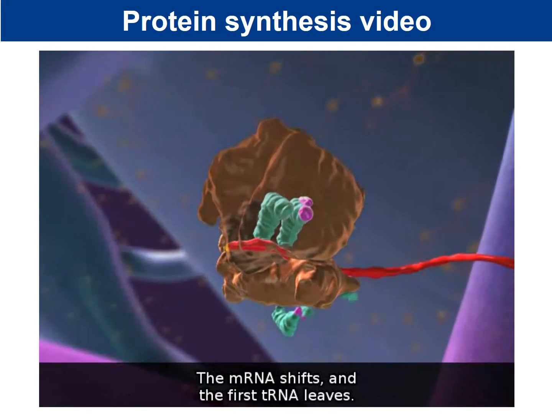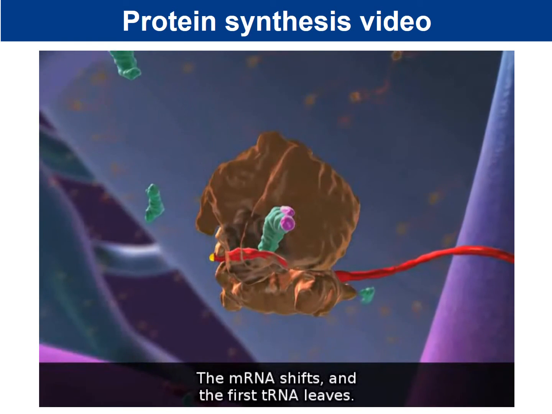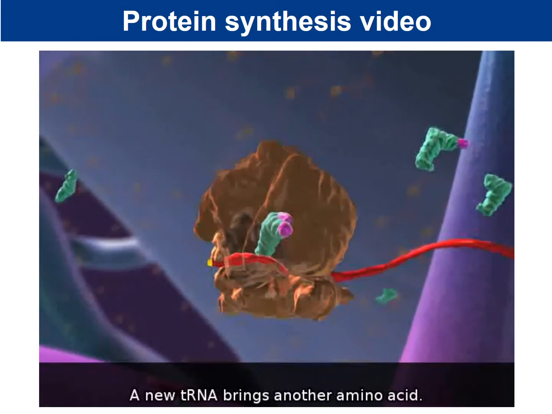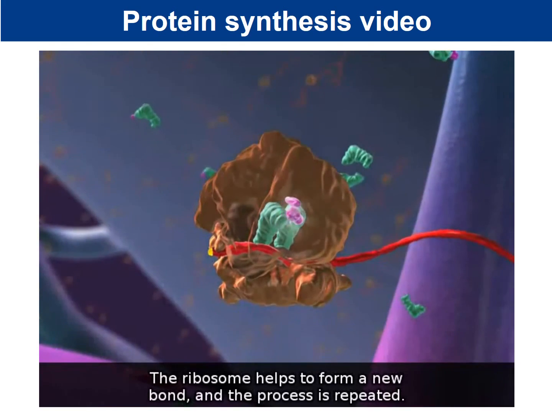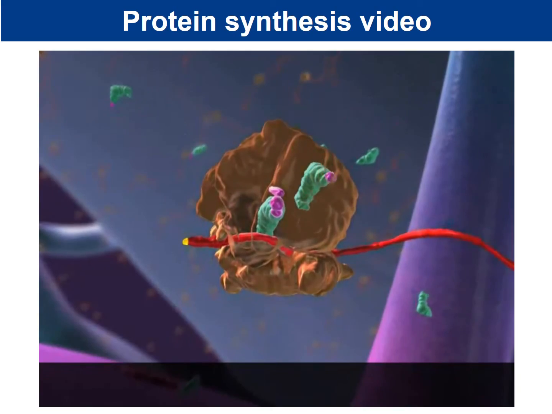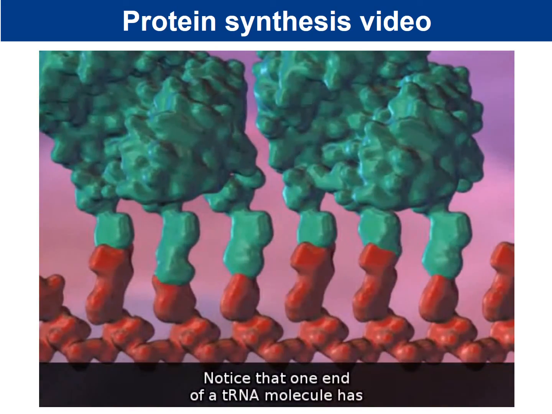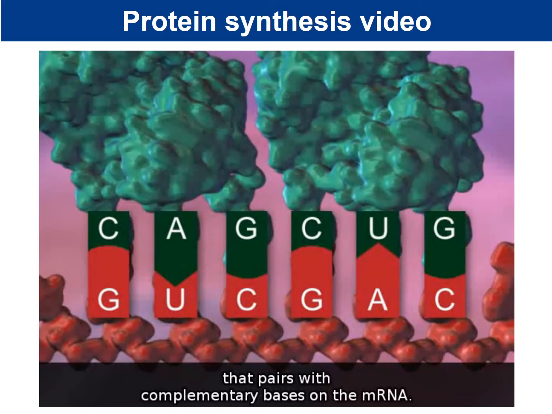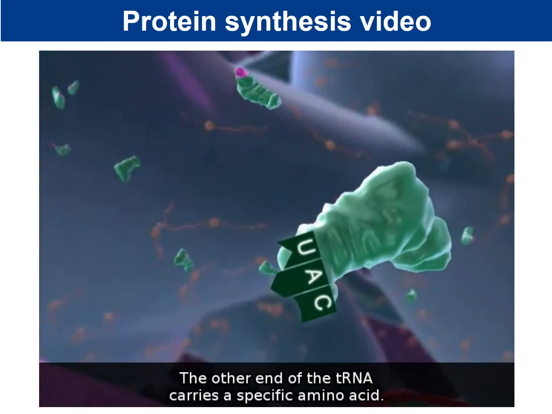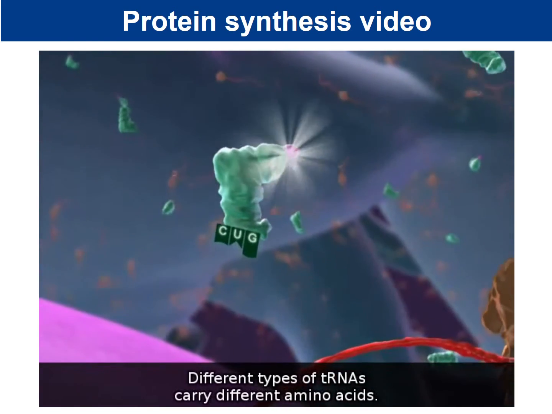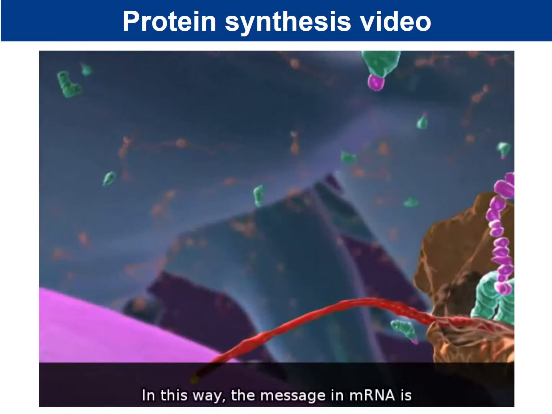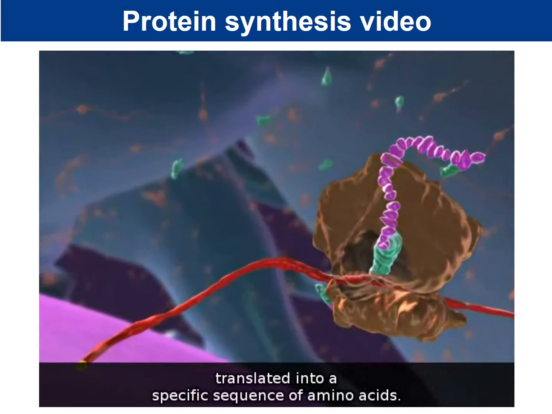The mRNA shifts, and the first tRNA leaves. A new tRNA brings another amino acid. The ribosome helps to form a new bond, and the process is repeated. Notice that one end of a tRNA molecule has a set of 3 bases called an anticodon that pairs with complementary bases on the mRNA. The other end of the tRNA carries a specific amino acid. Different types of tRNAs carry different amino acids. In this way, the message in mRNA is translated into a specific sequence of amino acids.